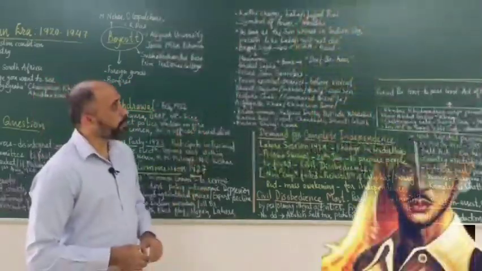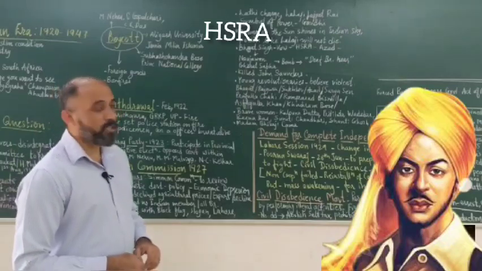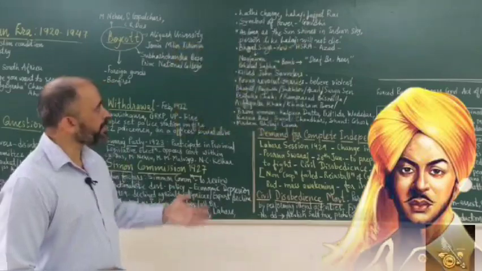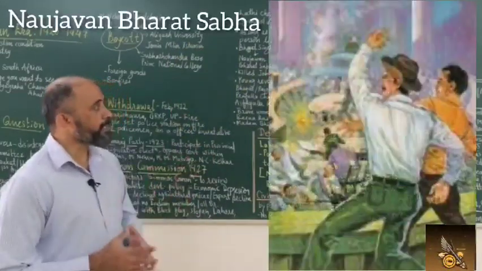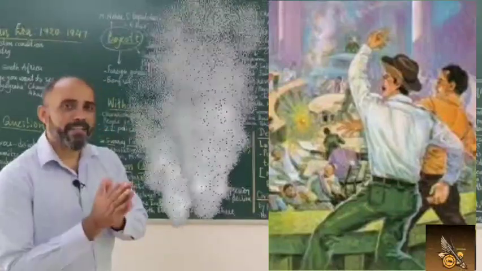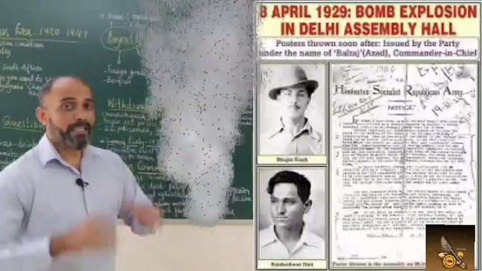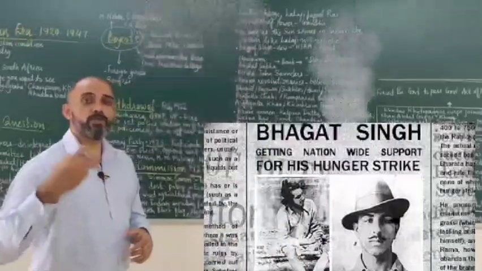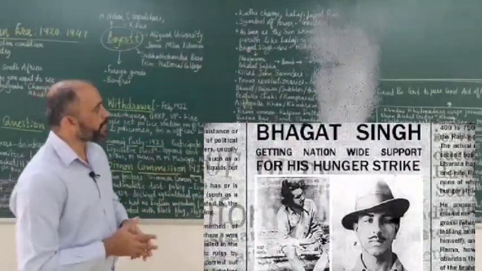Bhagat Singh, who was a member of the Hindustan Socialist Republican Association along with Chandrasekhar Azad, later also formed another organization called Naujawan Bharat Sabha. He also threw a bomb in the Legislative Assembly to make the deaf British hear. His intention was not to hurt or kill anyone in the court, but the intention was clear: the British have become deaf and they need to hear. That's why the bomb was put in the Legislative Assembly.